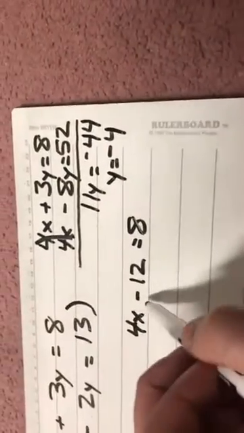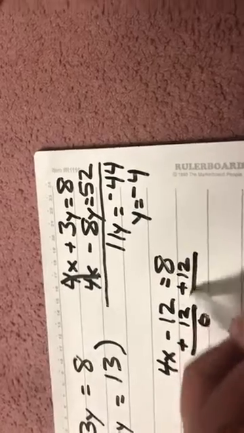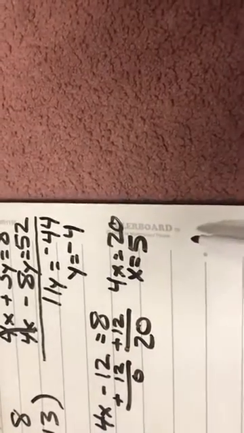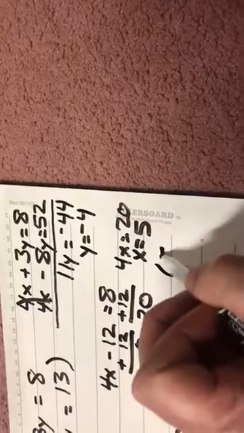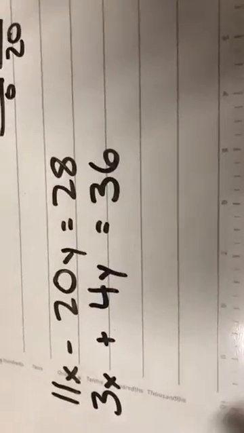So now I want to solve for x by adding 12 to both sides. So I'm going to come over here and do 8 plus 12. That's going to give me 20. So I'm left with 4x equals 20. And if 4x equals 20, I'm going to do 20 divided by 4, x equals 5. And that tells me that x equals 5, y equals negative 4. My ordered pair is 5, negative 4.